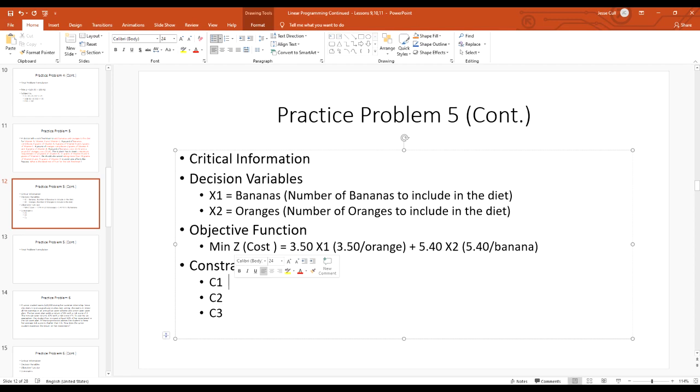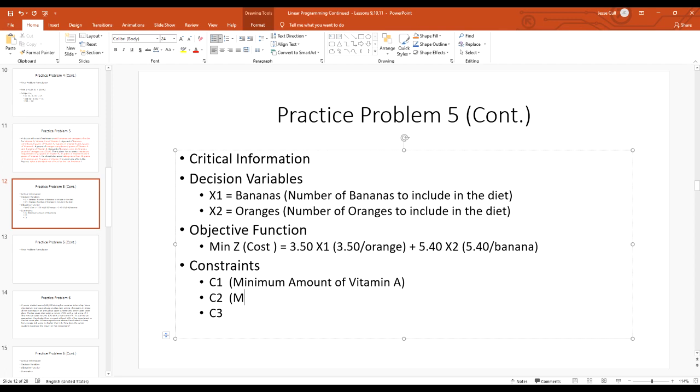So C1, we have a situation where it is the amount of vitamin A available. So we'll just put that here because we're not sure about the parameters or the numbers guiding it yet. So that's minimum amount of vitamin A. And we know that from our question.